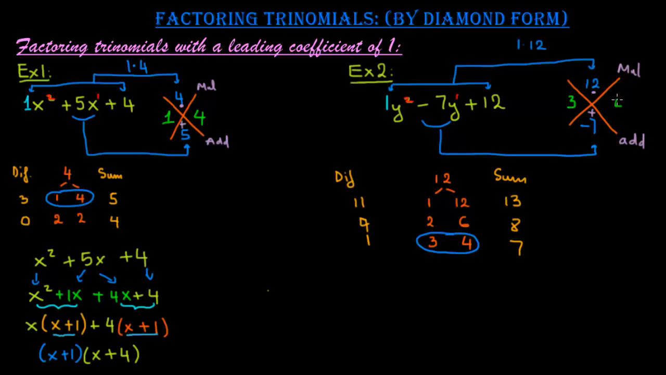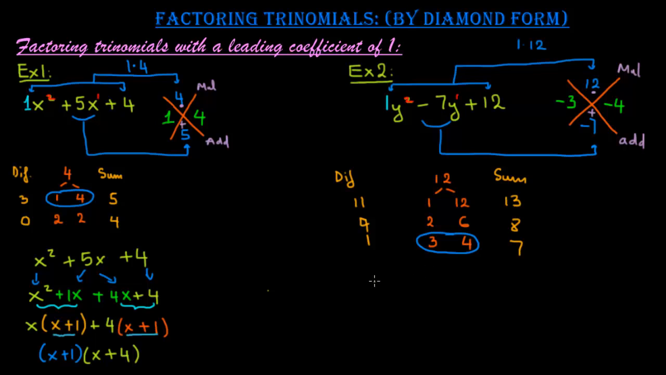So 3 and 4. 3 plus 4 gives me positive 7, not negative 7, which means they both have to be negative. Now let's check it one more time. Negative 3 added to negative 4 gives me negative 7. Perfect. Negative 3 multiplied by negative 4 gives me positive 12. So this is the pair we're looking for.